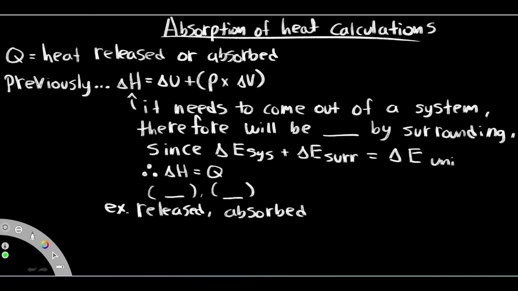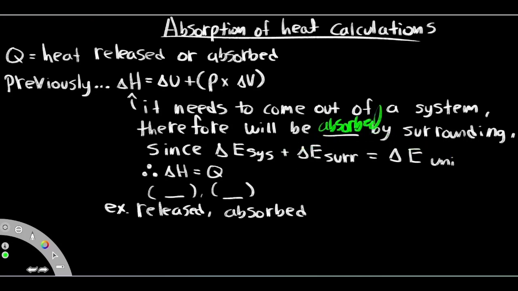Absorption of heat calculations. Previously, we looked at Q and delta H being the same. Why? Well, delta H is the sum of delta U, the change of internal energy of a system, plus the product of the constant pressure times the change of volume. This needs to go out. If it comes out of a system, where's it going to go? It has to go into the surroundings. So it's going to be absorbed by the surroundings.